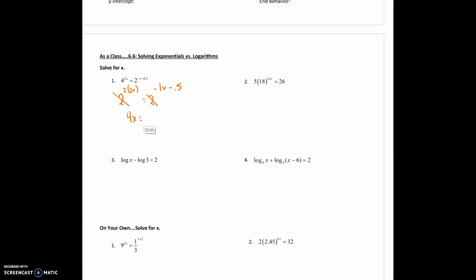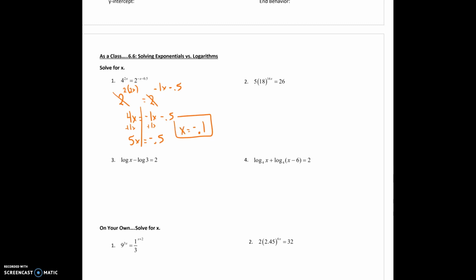So the left side is 4x. Here's -1x minus 0.5. I'm going to get the x's on the same side, so I'm going to add an x. And I get 5x equals -0.5. And now to get x by itself, I'm going to divide by 5. So in my calculator, I'm typing -0.5 divided by 5. And x is -0.1.